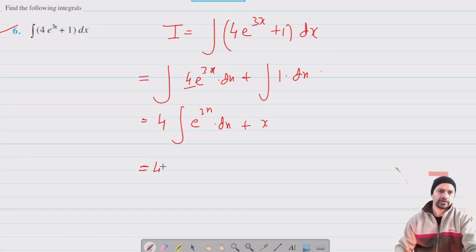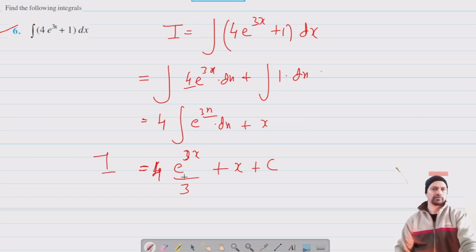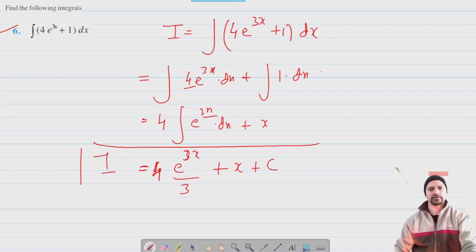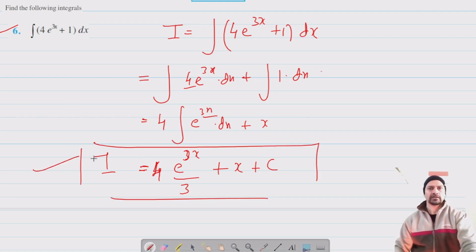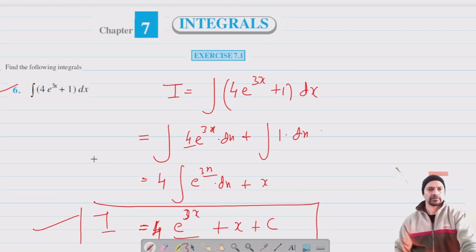And it's 4, so integration of e raised power x is e raised power x, so it's e raised power 3x. And we have to divide it by the differentiation of 3x, that is 3, plus x, and we have to add a constant. So this is our answer for question number 6: 4 by 3 into e raised to 3x plus x plus c. So this is also question number 6.